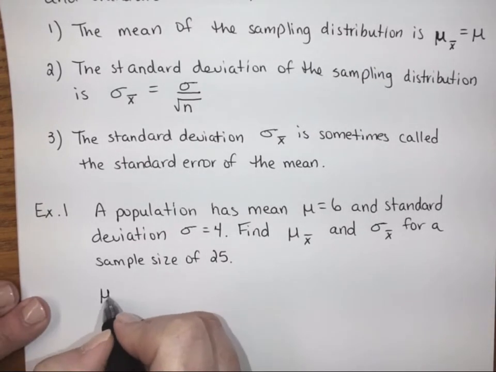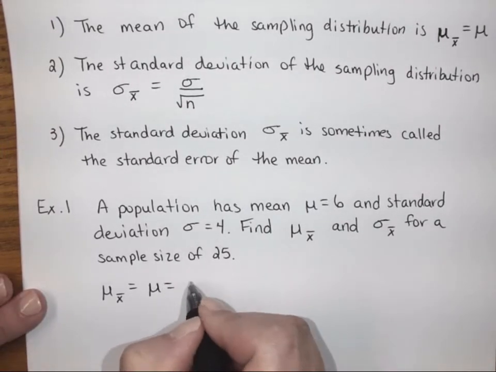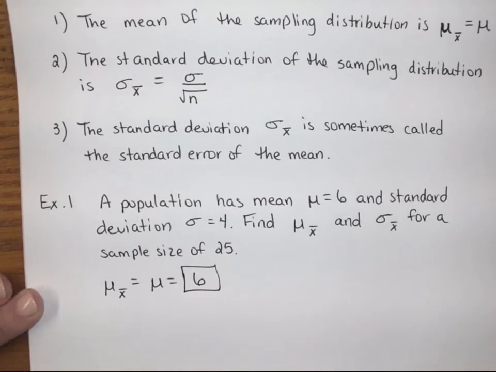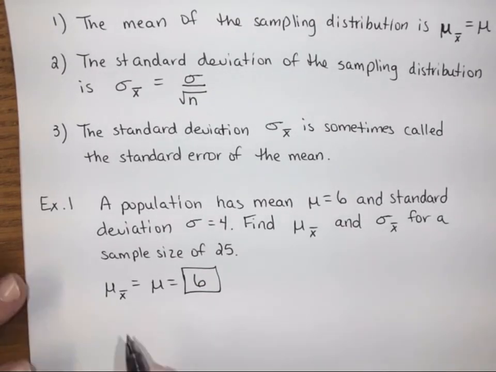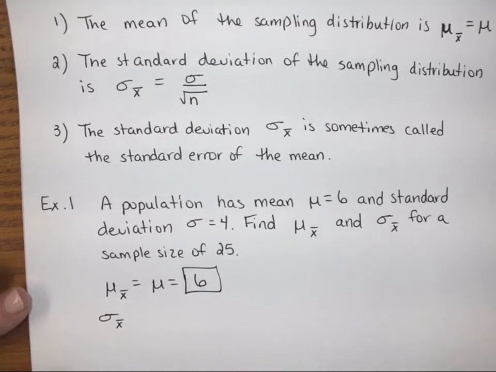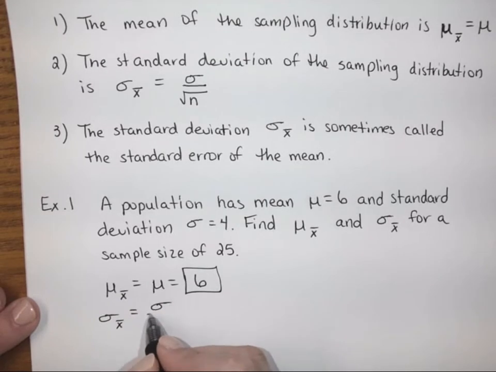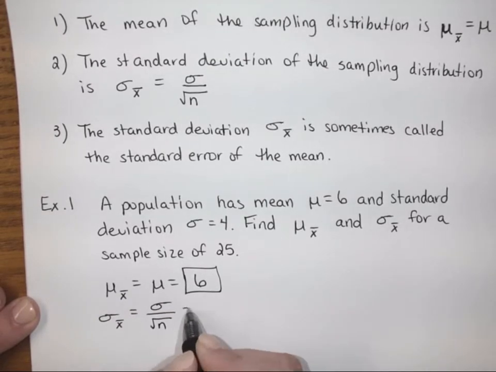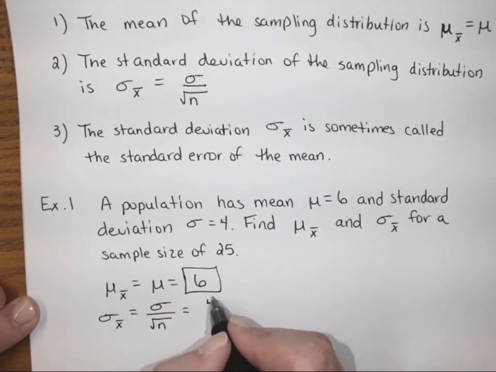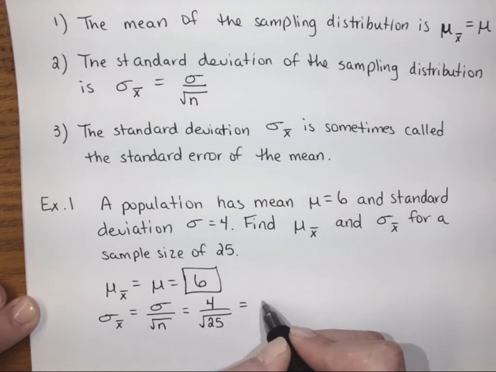All right, so firstly, if I want the mu of the X bars, it's going to be the same as the regular old mu. Okay, and that was given to be 6, so that's what that is. However, the standard deviation of the X bars is going to be whatever we had for standard deviation over the square root of n. Okay, so we were given 4 for the population standard deviation, and we're going to put that over the square root of 25. And so we end up getting 0.8.